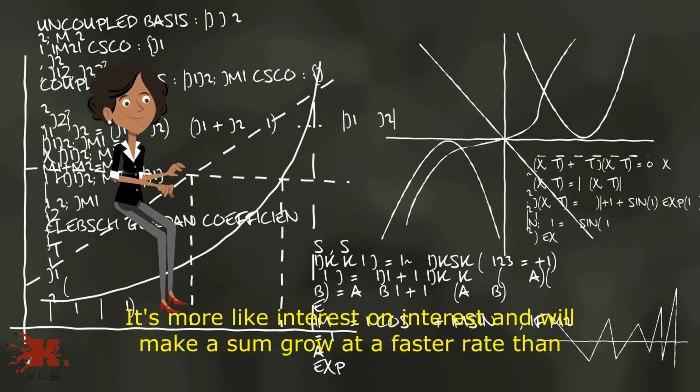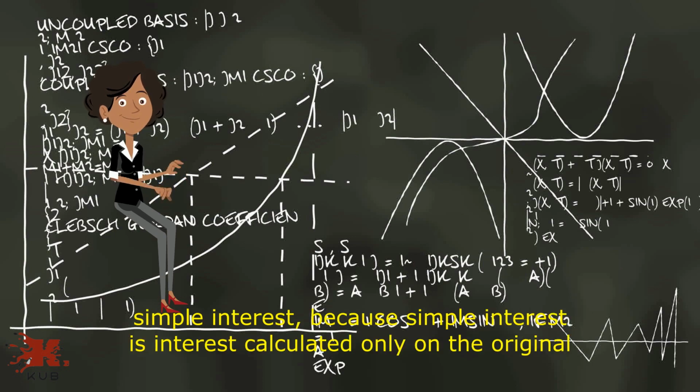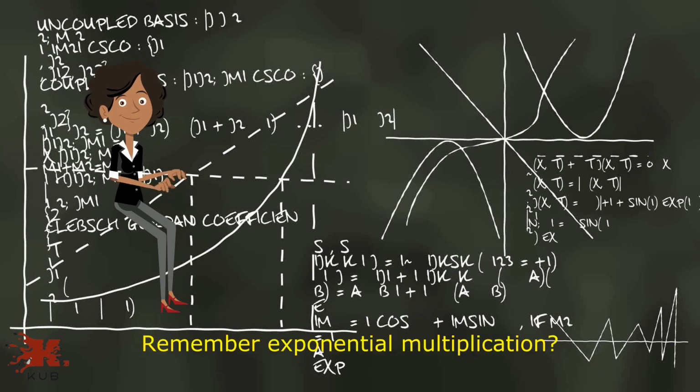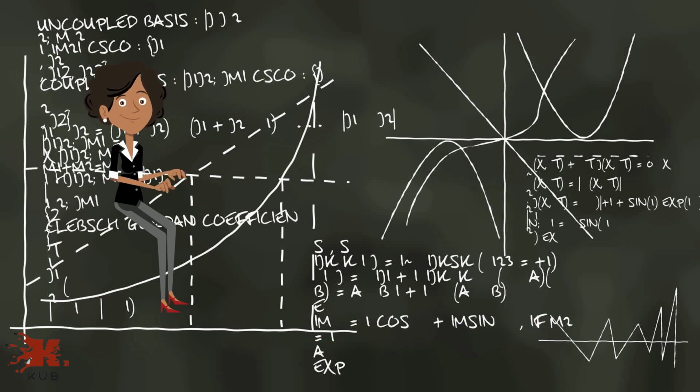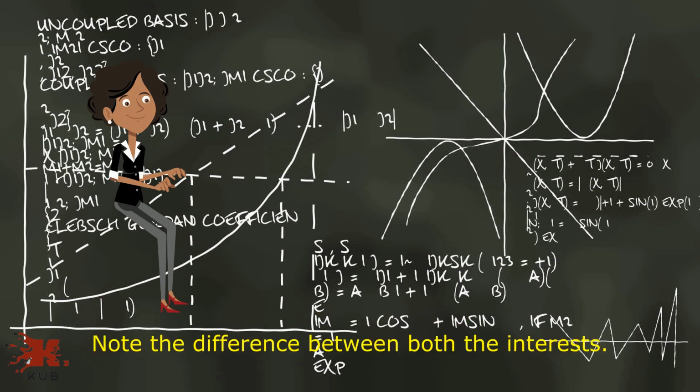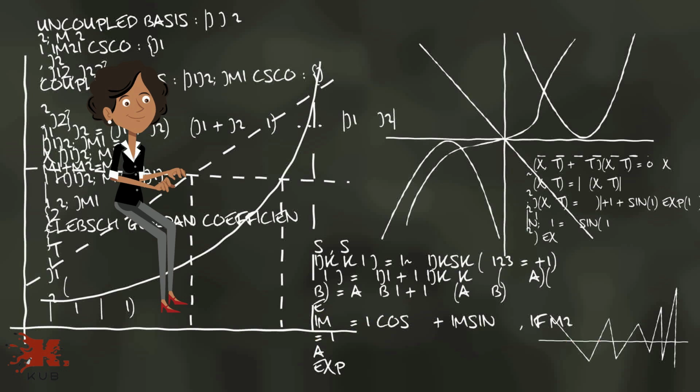It's more like interest on interest, and will make a sum grow at a faster rate than simple interest, because simple interest is interest calculated only on the original principal amount of either deposit or loan. Remember exponential multiplication? In case of compound interest, the interest grows exponentially. Note the difference between both the interests.